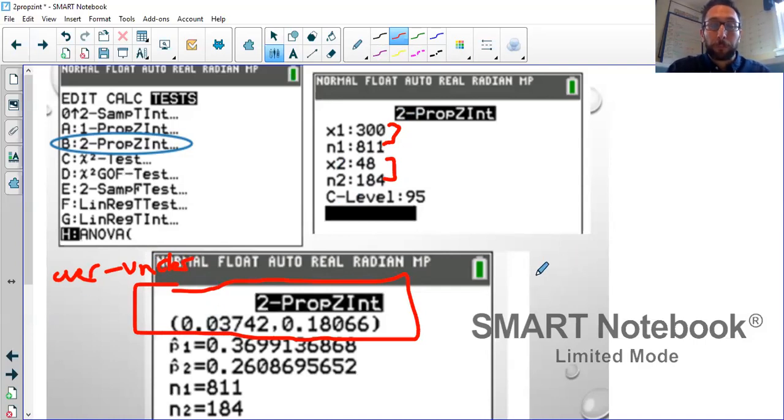Yesterday, I asked you to think about if we subtracted in the other order, how would that change this interval in the red box here? I'm not going to tell you because you could just flip those 1s and 2s in the 2 prop z in there and see what happens.